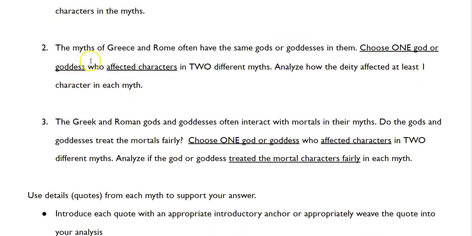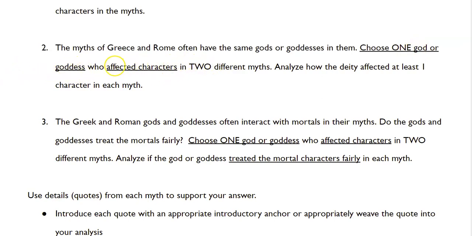The second one is the myths of Greece and Rome often have the same gods or goddesses in them. Choose one god or goddess who affected characters in 2 different myths and analyze how that deity, and deity is just another word for god or goddess. It's gender neutral, whereas god is specifically masculine and goddess is specifically feminine.